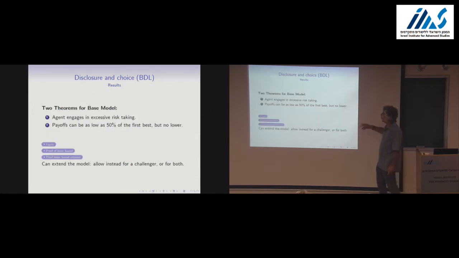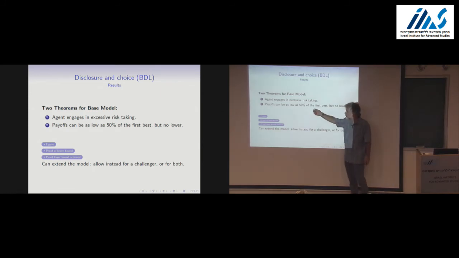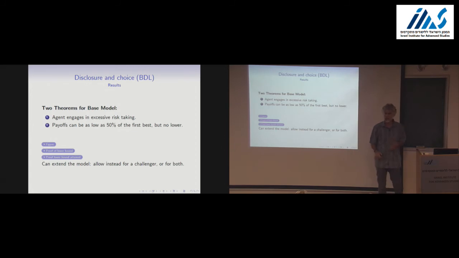Okay. So the main result is that the agent engages in excessive risk-taking. The exact formulation of that is in the paper. And we also calculate a bound as to how bad the payoffs can be, and we show that they can be as low as 50% of the first best. Now, let me make a parenthetical remark here.